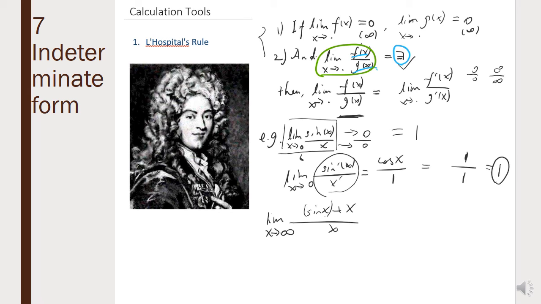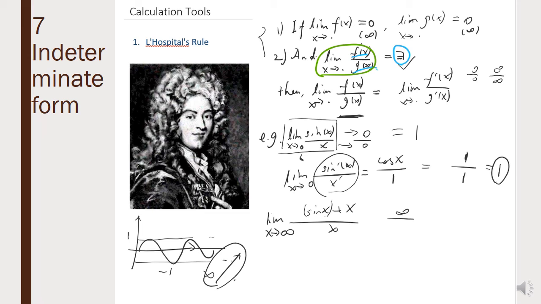Well, from the observation, we can see that sine x is an oscillating function. No matter how big x is, the function value sine x is between -1 and 1. It's always between those two lines. However, x is going to be extremely large when x is approaching infinity. So this type of limit is the infinity over infinity type of indeterminate form.